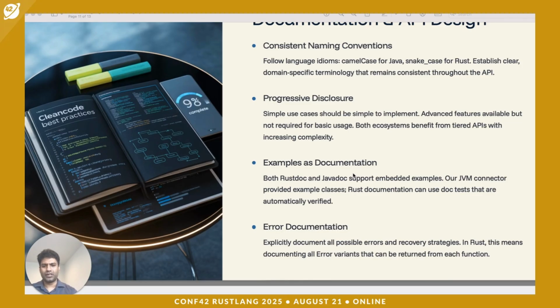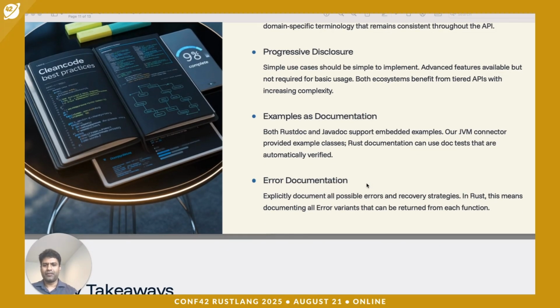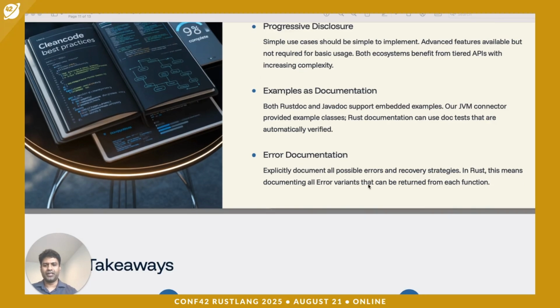We have used both Rustdoc and JavaDoc to support embedded examples. Our JVM connector provided example classes for the users to use instead of documentation. It worked better than the documentation part. In Rust documentation also, we have used doc tests that are automatically verified. We have explicitly documented the errors which can be thrown by the library, and what the recovery strategies are in Rust. That means we have documented all the error variants that can be returned from each function.